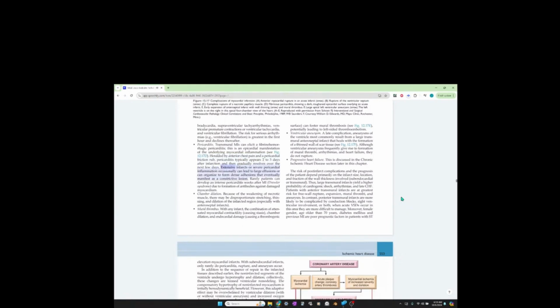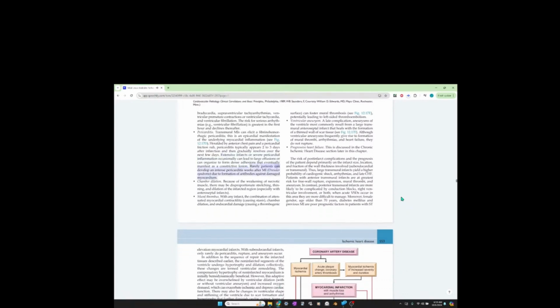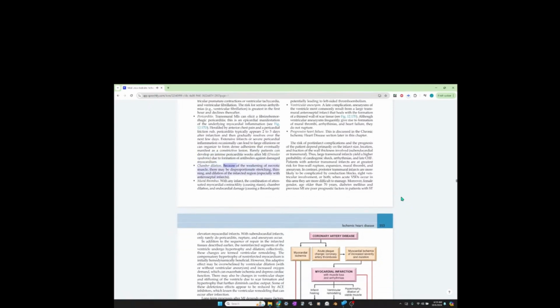Extensive infarcts or severe pericardial inflammation occasionally can lead to large effusions or can organize to form dense adhesions that eventually manifest as a constrictive lesion. Rarely, patients can develop an intense pericarditis weeks after MI due to formation of antibodies against damaged myocardium. Chamber dilation. Because of the weakening of necrotic muscle, there may be disproportionate stretching, thinning, and dilation of the infarcted region.